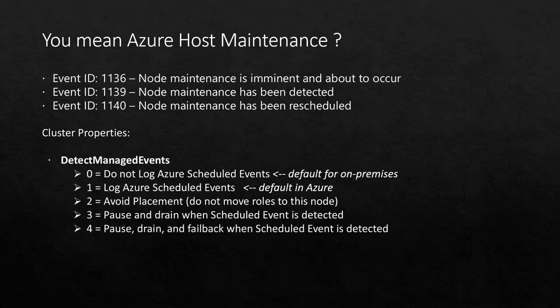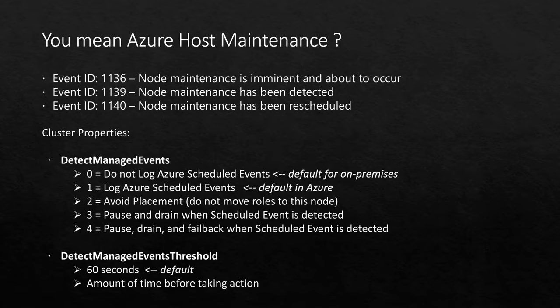There are some new cluster properties, detect, manage events. These are the options for it. So I can say avoid placement. Do not put anything on this node when this is going to happen. I can say pause the node and drain everything off of it so I don't affect any kind of productivity. I can pause, drain, and then fail the roles back if I wanted to.